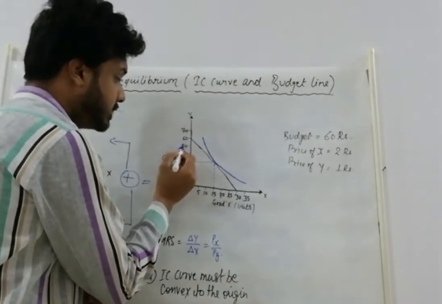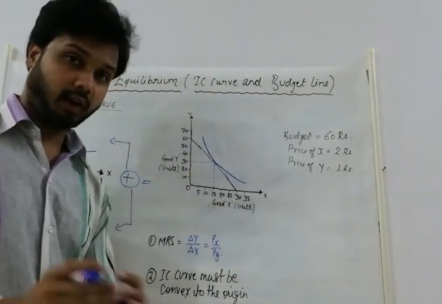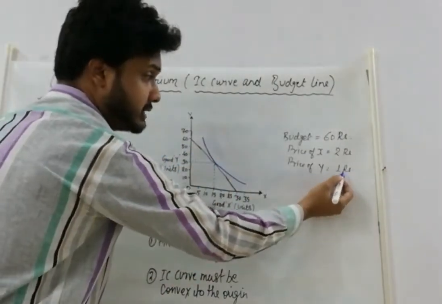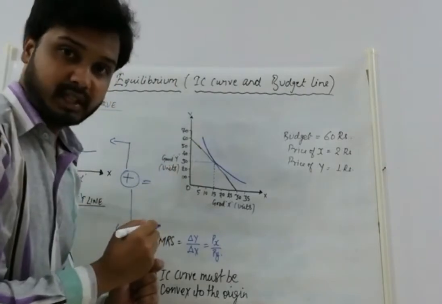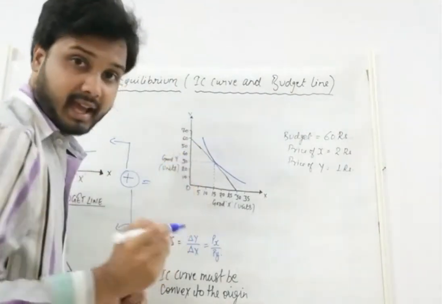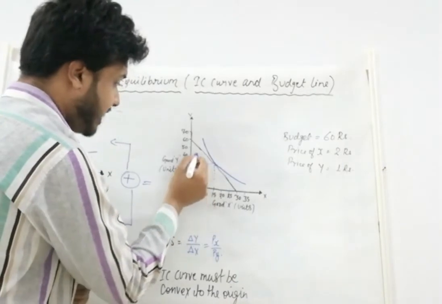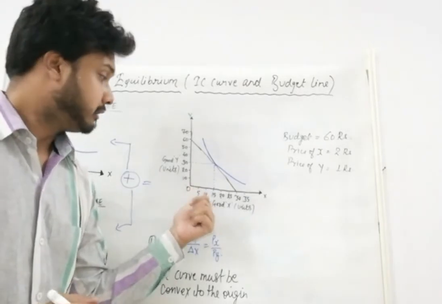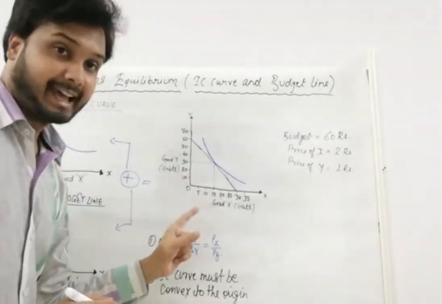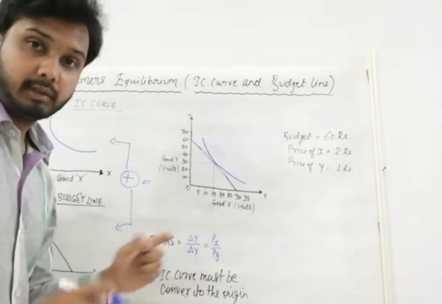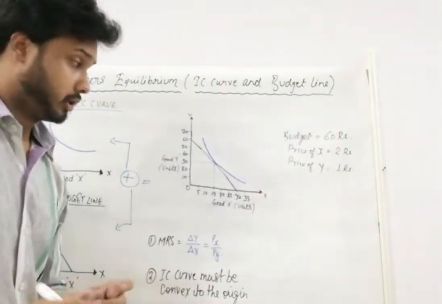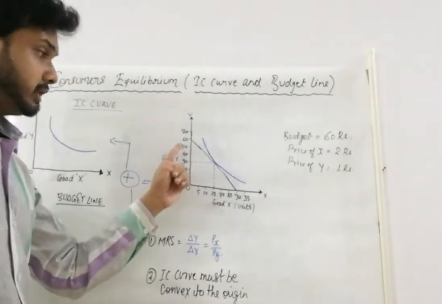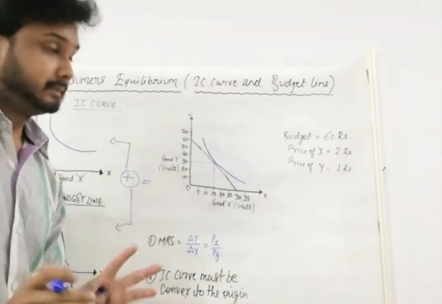Let us assume the consumer is purchasing 50 units of Y. The price of Y is 1 rupee, so it will cost him 50 rupees. And how much quantity can he purchase of X? In this combination, 5 only. Why? Because when he purchases 5 units of X at 2 rupees each, it means 10 rupees. So 50 plus 10 will be 60 rupees. Our budget is 60 only. It means he cannot purchase more quantities of X if he is purchasing 50 units of Y.